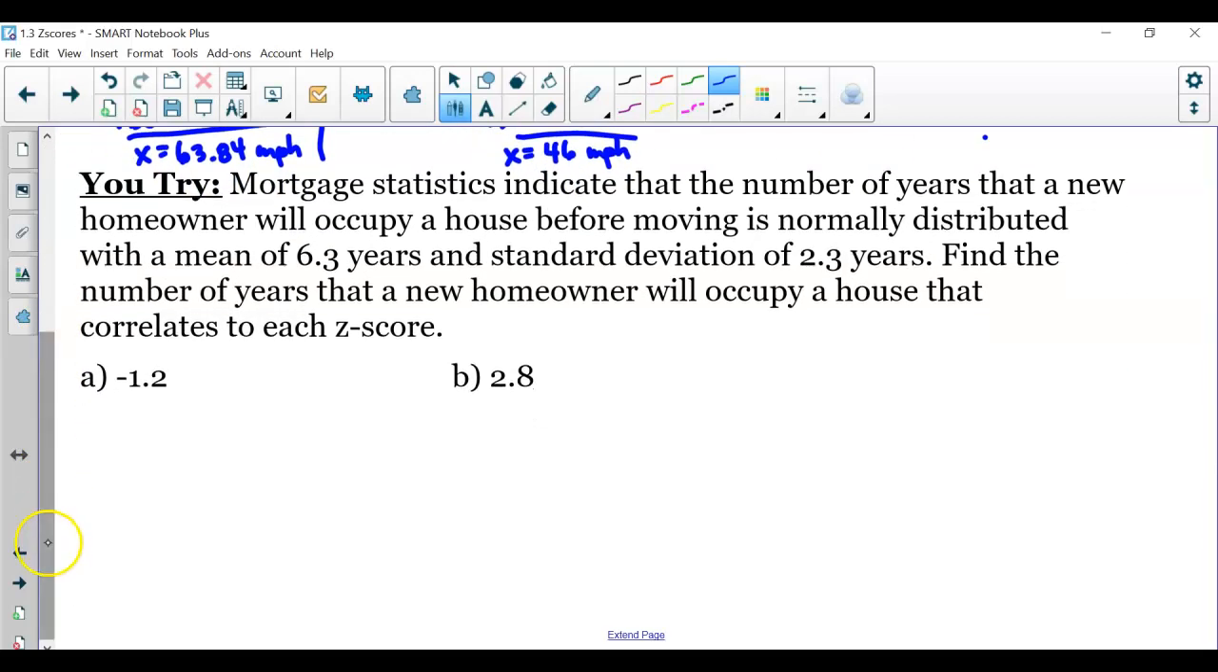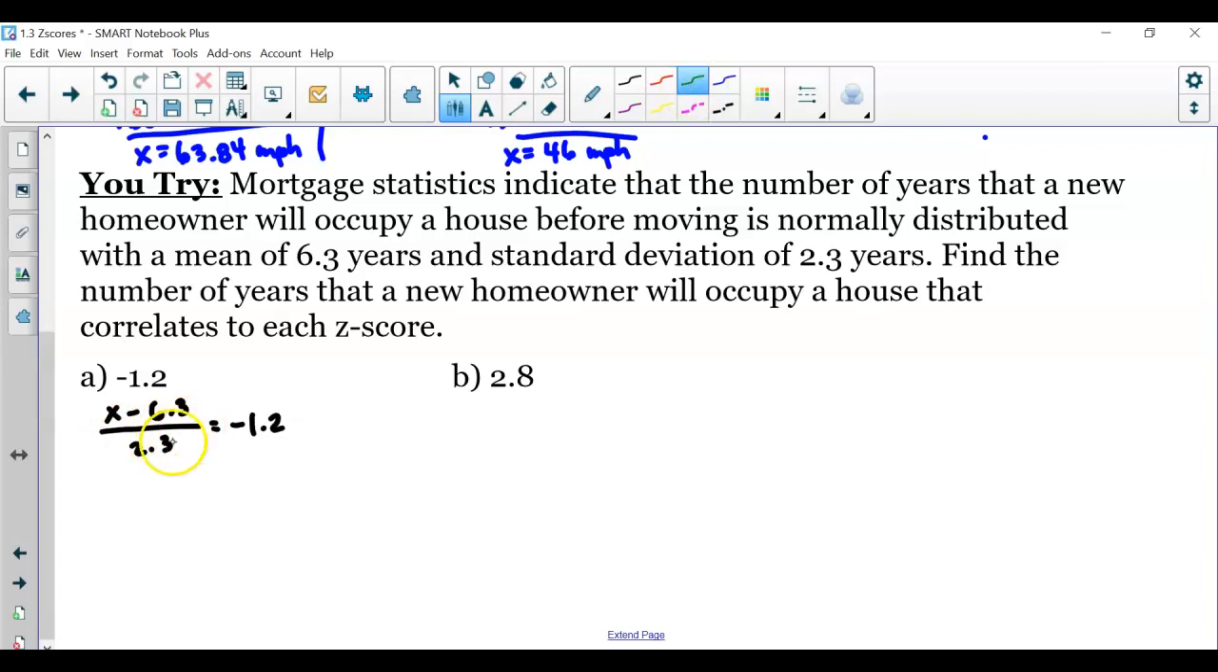So now go ahead and pause the video and try the you-try here on your own, converting these z-scores to what the number of years actually represents. And here we go. So again, I've got x minus the mean of 6.3 divided by the standard deviation of 2.3 is equal to the z-score of negative 1.2.